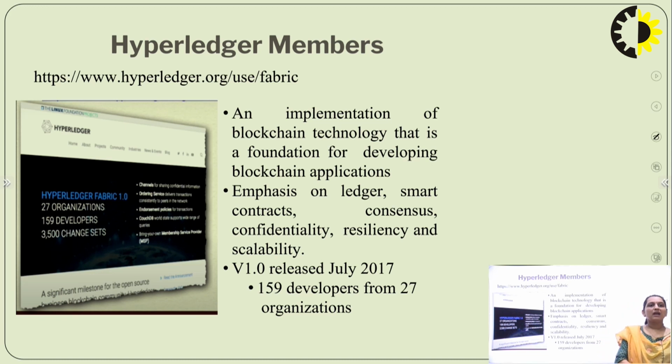In the 2017 release, 159 developers from 27 organizations were involved. All of these are focusing on ledger, smart contracts, consensus, confidentiality, verifiability, scalability. All these things are to be there. According to the model you are using, you will purchase it from the Hyperledger site, and we will discuss Hyperledger Fabric and its components here.